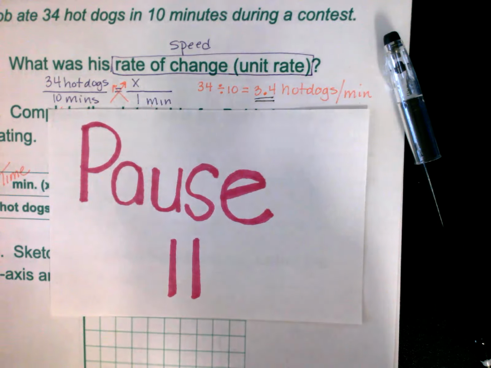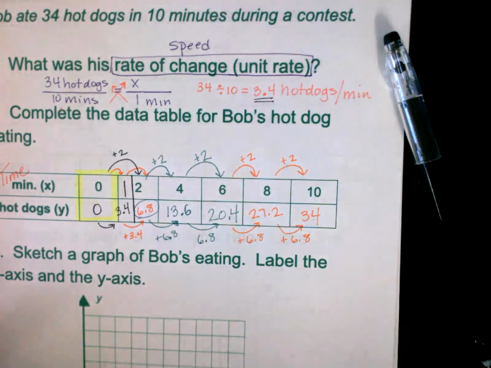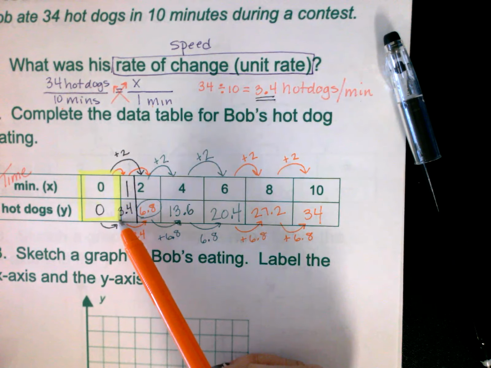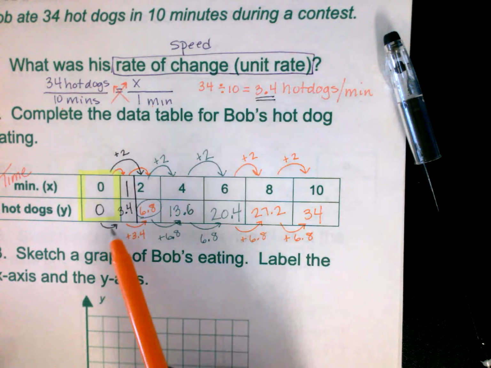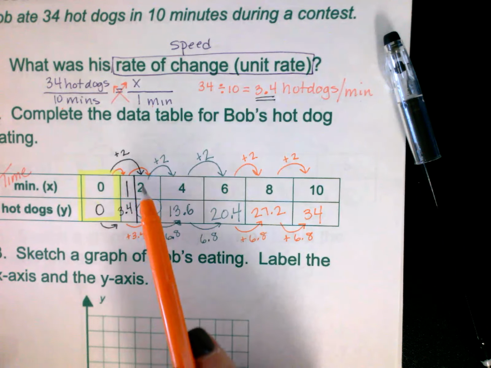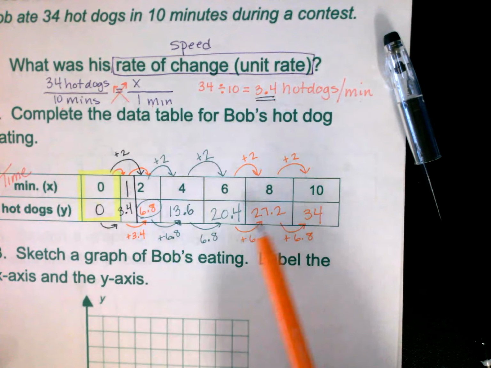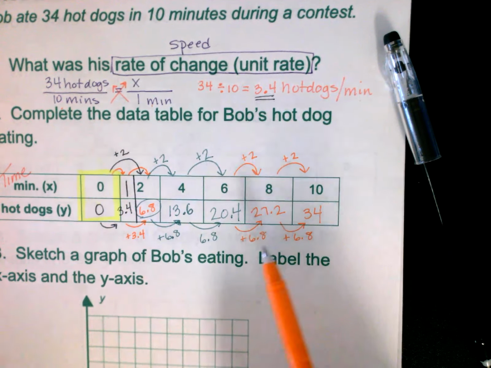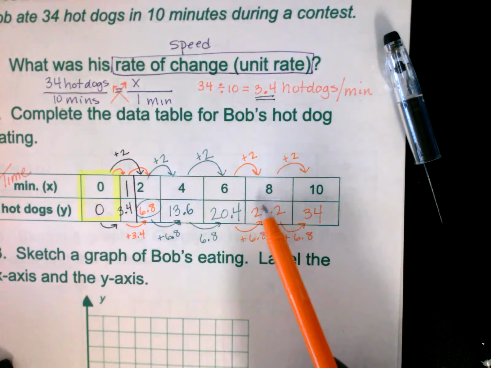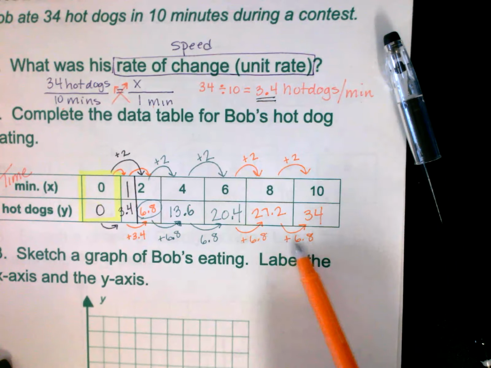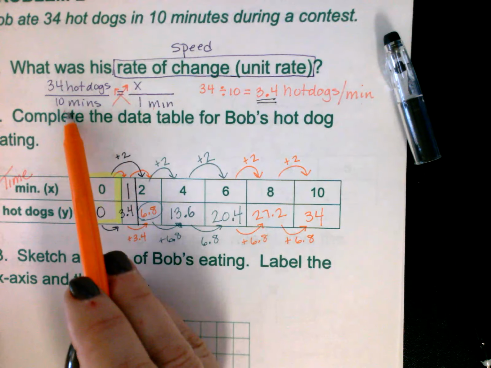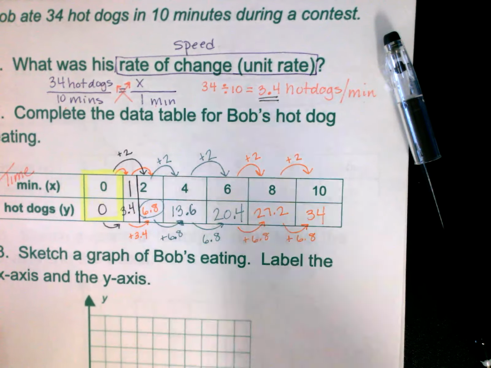Thank you for pausing the video. I appreciate that. Let's take a minute and look at our answers. Again, I knew I couldn't count by 1 because in 1 minute he did 3.4, but we're counting by 2s, so I had to keep adding how many hot dogs could he eat in 2 minutes? 6.8. Add another 2 minutes, 6.8, and I ended at 34, which is I know the total he had.